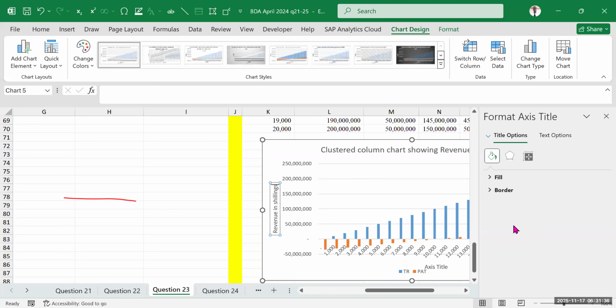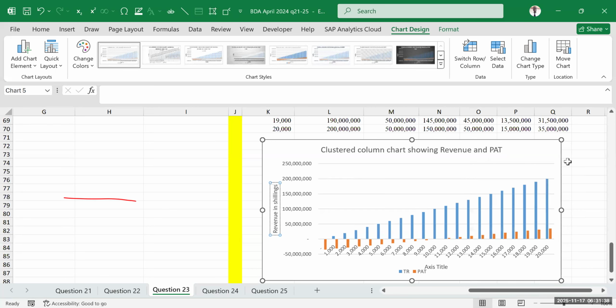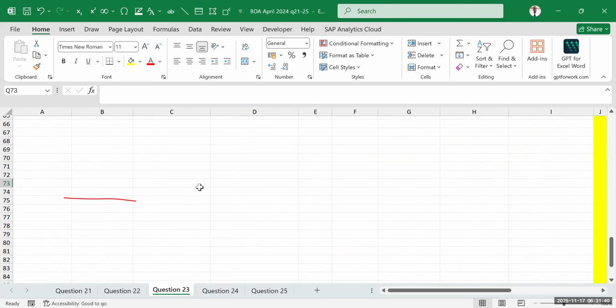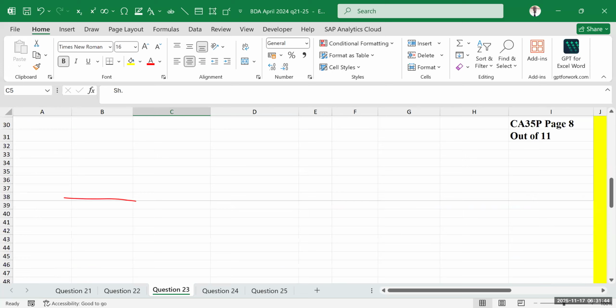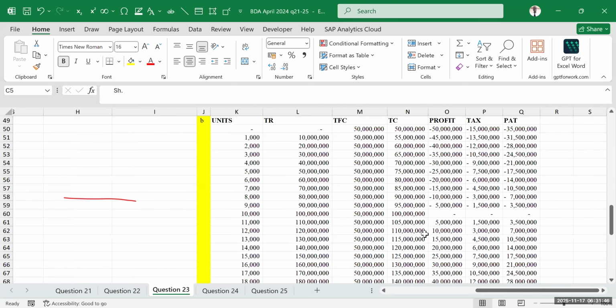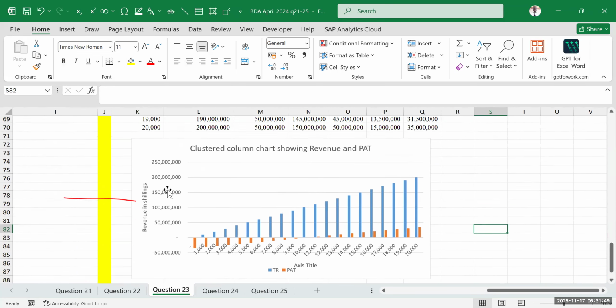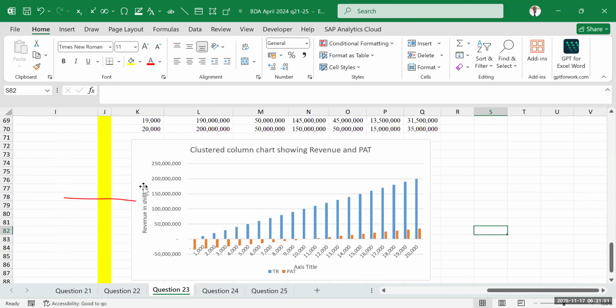Where did I get shillings? We were given the currency in the question. They gave the figures in shillings. Remember, it is the shillings there. So it's good whenever you are mentioning revenue, you also say the currency. Revenue, you can put the currency in brackets as shillings using initials or type it in full the way I've done.